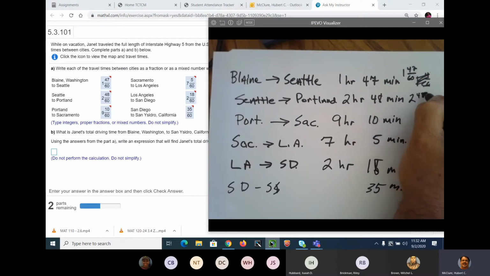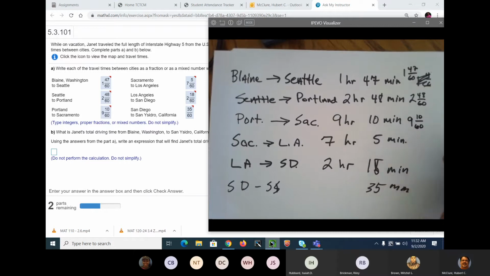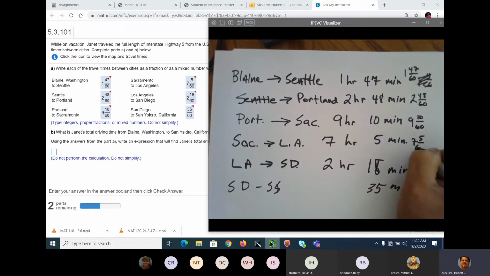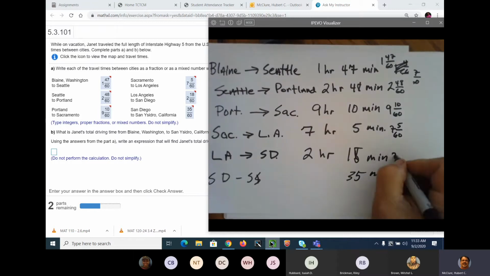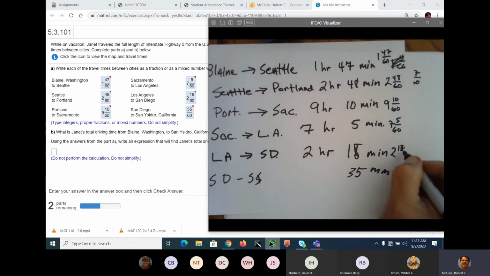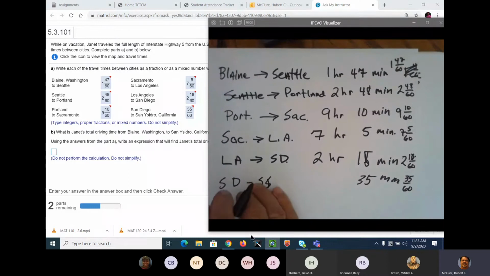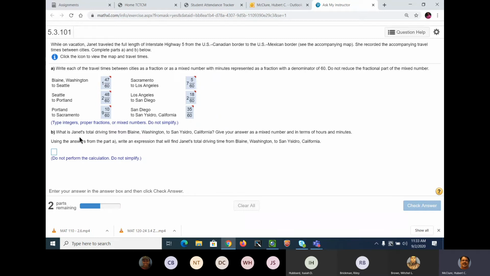2 and 48 over 60. 9 and 10 over 60. 7 and 5 over 60. 2 and 18 over 60. And 35 over 60. Now you notice I'm not reducing. No, because if I have to add or subtract fractions, I want to keep those 60s there because those are common denominators. So what is Jane's total driving time from Blaine, Washington to San Ysidro?